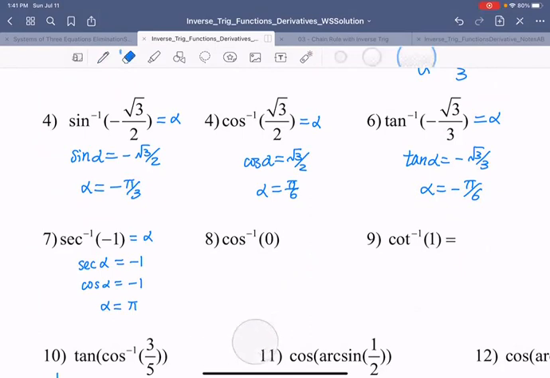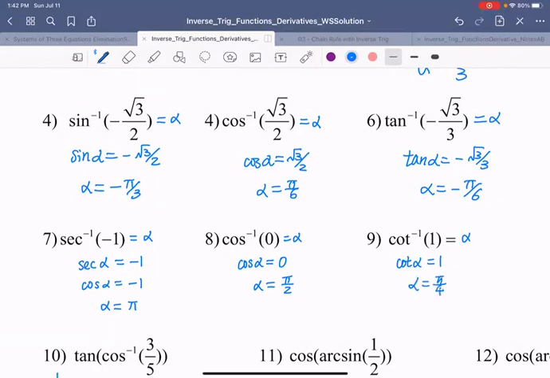Next one. Okay, for the next one, inverse cosine of 0 is equal to alpha, and that would be equal to pi over 2. That's right. Very good. Next. And then inverse cotangent of 1 is equal to alpha. And okay, so tangent, that should be pi over 4. That's right. Very good.